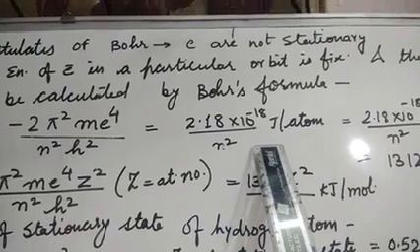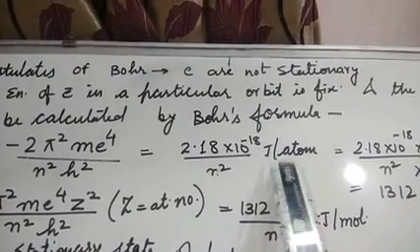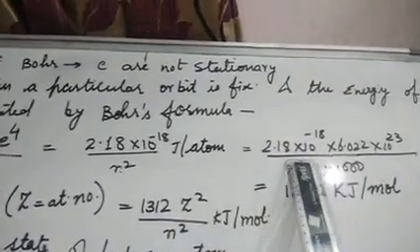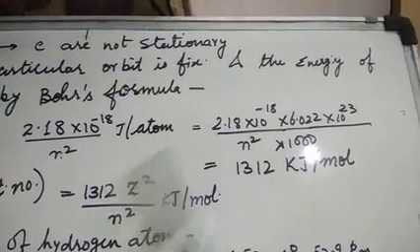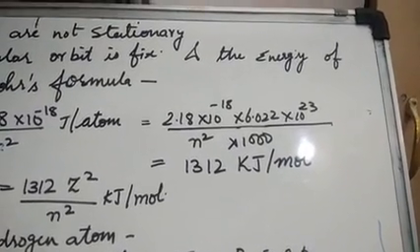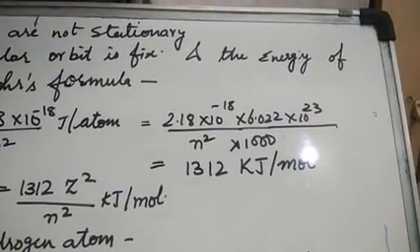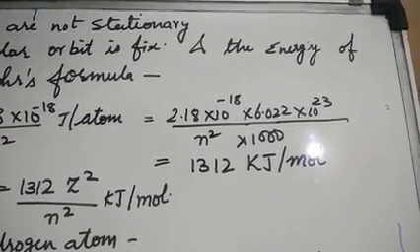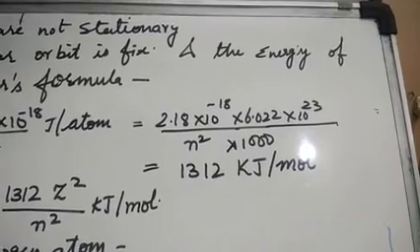If we want to convert this energy into kilojoule per mole, then for converting it in terms of per mole, we multiply this quantity by Avogadro's number. So it is 2.18 into 10 raised to the power minus 18 into 6.022 into 10 raised to the power 23 upon n square, and I have divided that quantity by 1000 to convert joule into kilojoule, and the value which we are getting is 1312 kilojoule per mole.